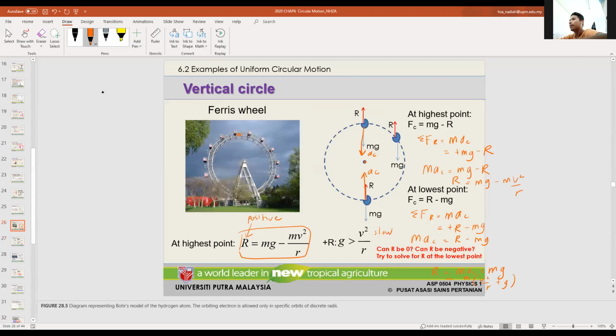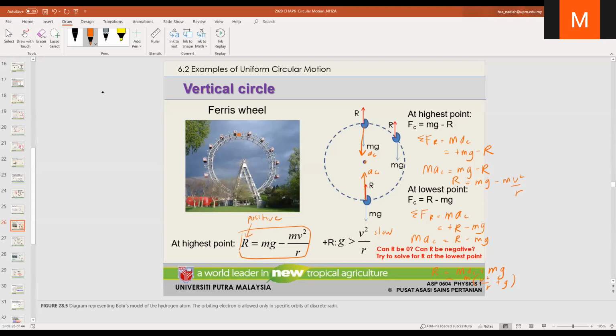Okay, next example. Oh, sorry. Ada soalan tak for this example? Doctor, can you further explain why when R is higher, we will feel heavier? I'm confused about this. Why is R higher when you are at the lowest position? Is that your question? Why we will feel heavier when R is super large? Oh, why we feel heavy when R is super large?